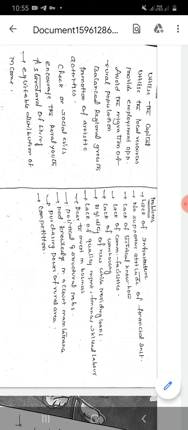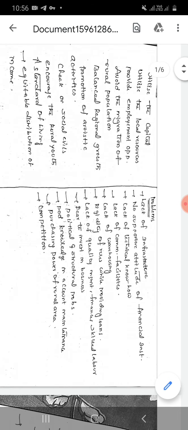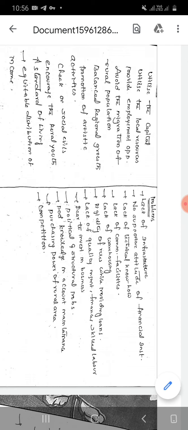Coming to advantages, what are the advantages of rural enterprises? With the help of rural enterprises, we can utilize the capital and the local resources which are present there, and we can provide employment opportunities, and we can avoid the migration of rural employees who are leaving rural areas and migrating to the cities, and there will be balanced regional growth. That is, there will not be any disparities in the growth of the regions, and there will be promotion of artistic and creative activities, and there will be a check on social evils. We can eradicate the social evils, and we can encourage rural area youth to participate and become rural entrepreneurs, and it also improves the standard of living of the people, and there will be equitable distribution of income with the help of this rural enterprise.